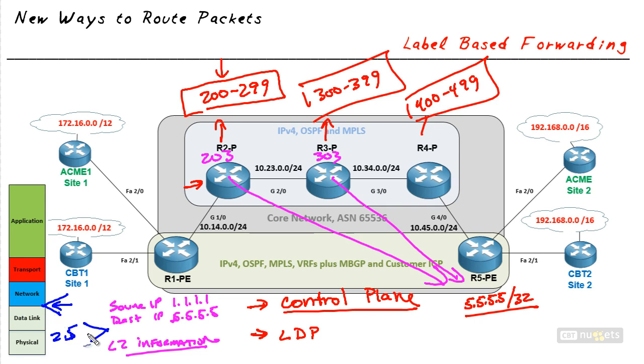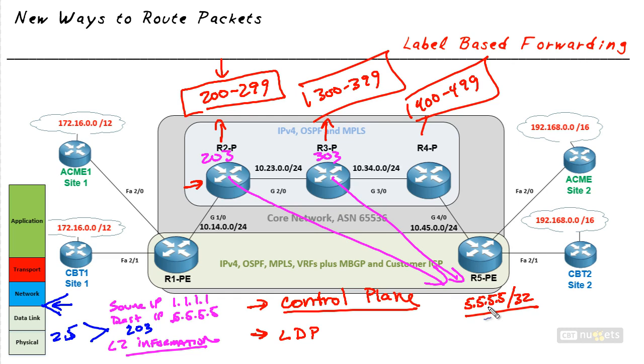So what would happen at layer 2.5, as I like to call it? As R1 prepares to forward a packet to 5555, it's going to know that R2 is its next hop. It's also going to know the label associated with 5555 coming from R2. And what's going to happen is we are going to inject or impose a label. In this case, the packet leaving R1 would have a label of 203, because that's the local label that R2 has associated with that network.